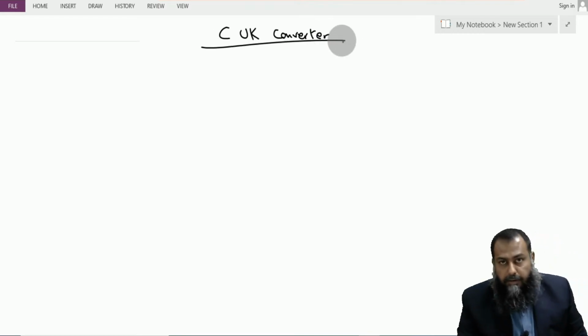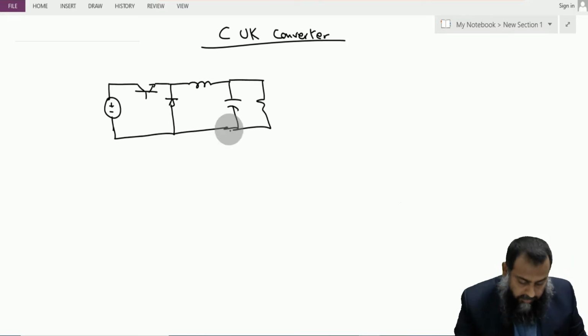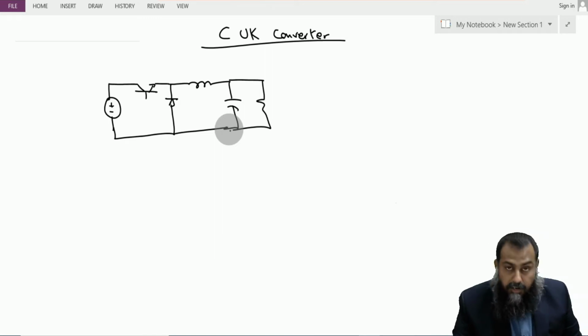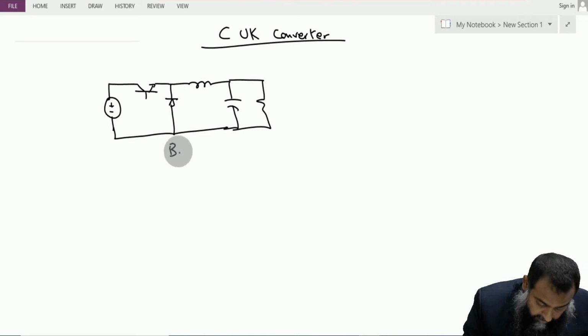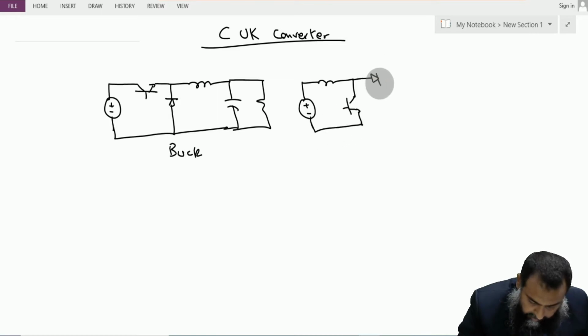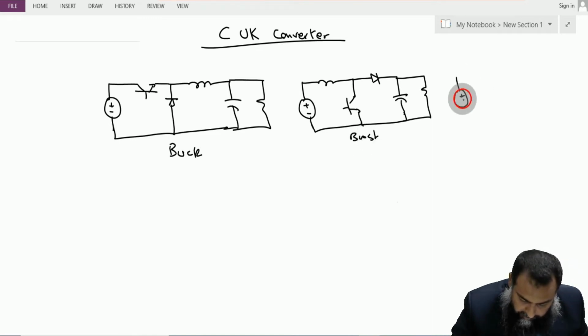Before we move into the Cuk converter, the philosophy behind the Cuk converter is very simple. Let me first of all draw all the three converters, and we will see what is the requirement or the need of designing a Cuk converter. This is a conventional buck converter. Right here we have the boost converter. I am drawing it with this BJT, although it can be realized by using any other switch. And here we have the buck boost converter.